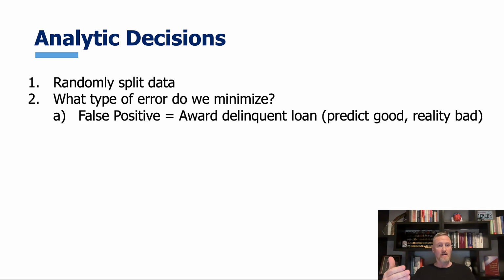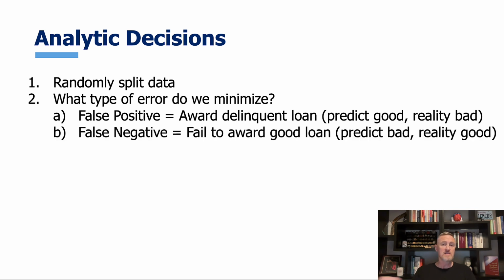When we talk about errors, we can talk about false positives. In the loan example, this is where you're awarding a delinquent loan. So you're predicting that this is a good loan to give, but in reality it was bad. We also have false negatives. This is where we are failing to award a good loan. So we predict that this is a bad bet, but it really was a good person to loan money to.